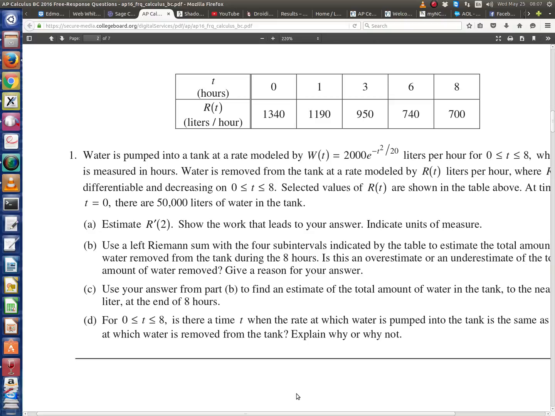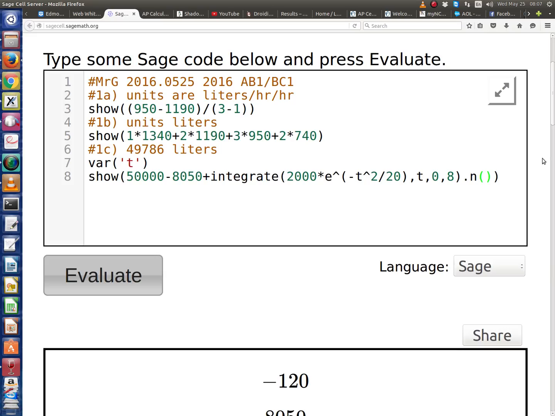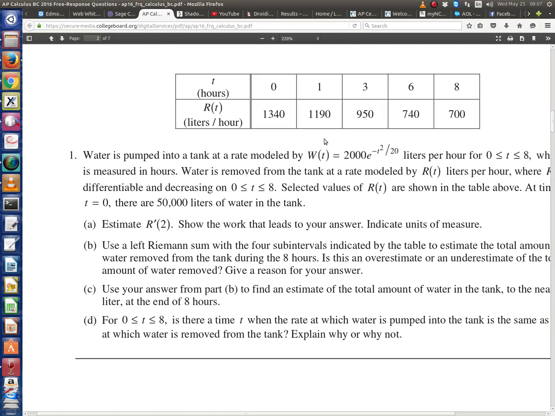So what is the maximum value of W? Let's find out. Here we go. Number 1D. What is W max? Well, here's W, this thing. Where is it going to be the max? At t equals 0, at t equals 8, or somewhere else? Where's the max of this function? Oh, 0, because it's decreasing, remember? This is not W, this is R. We don't know values of W, do we? So let's calculate it.